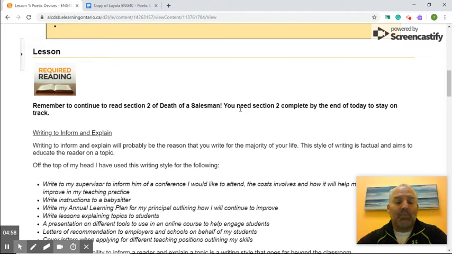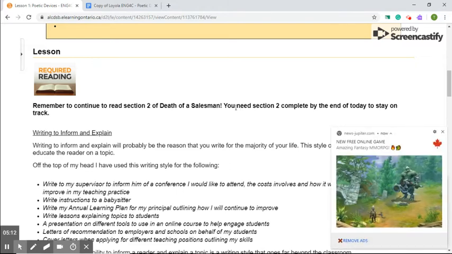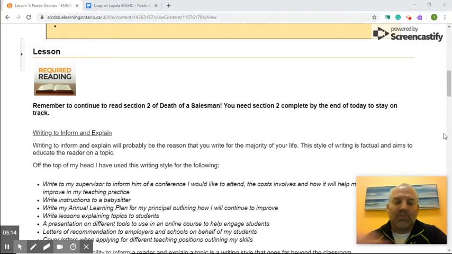So please remember to continue reading section 2 of Death of a Salesman. Section 2, so I believe that's up to page 70, should be complete today. And if that's not, get going on that, certainly. Hopefully you're close if you're not completely done. So please go ahead and do that.